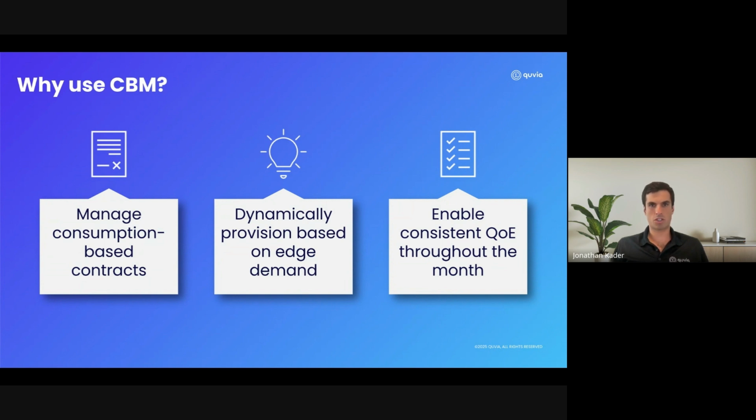For each individual ship, if there's a ship that has certain consumption patterns because of the type of customers that they have, or the type of itineraries that they do, we're aware of that, and we're able to predict over the course of the month how much capacity is needed in the outer days and save capacity for that time, which allows us to, again, enable a consistent QoE throughout the month.